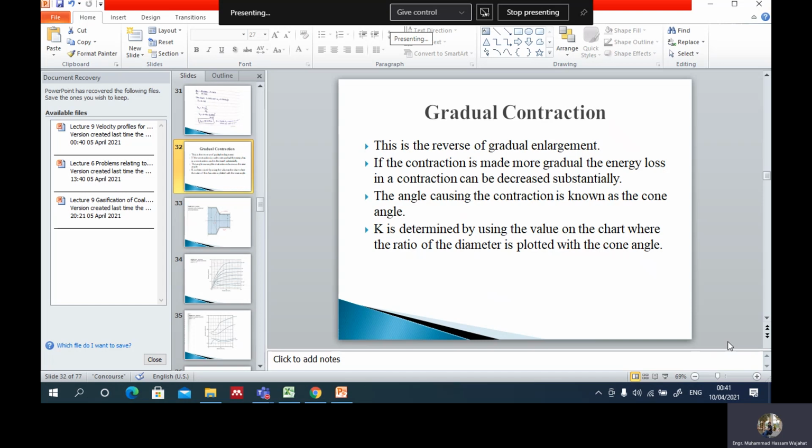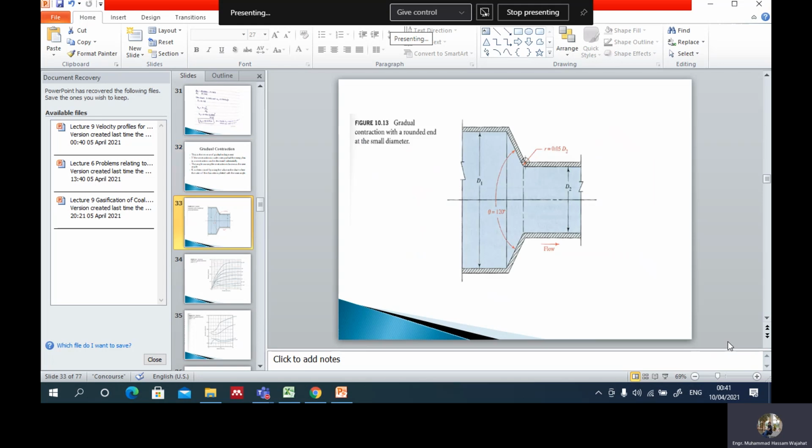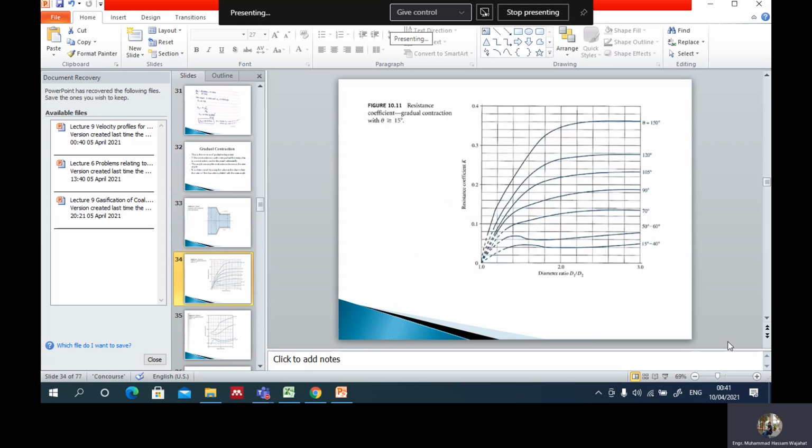Then there's a gradual contraction. Gradual contraction is very similar to gradual expansion. Again, you put a cone in the middle. You can control the flow. And again, it is dependent upon the angles, as was gradual enlargement. There's a cone in the middle, the same procedure, take the ratio of the diameters, get your desired answer. And over here also you can see that the resistance coefficient changes as the angle increases.